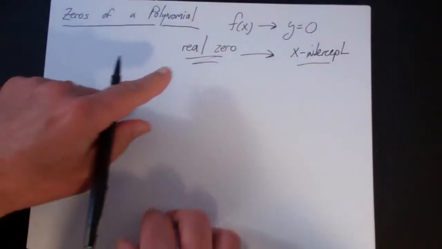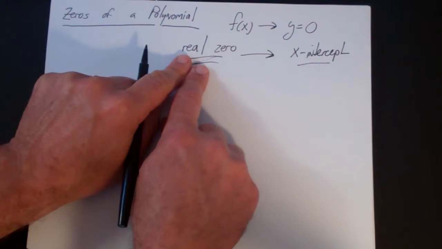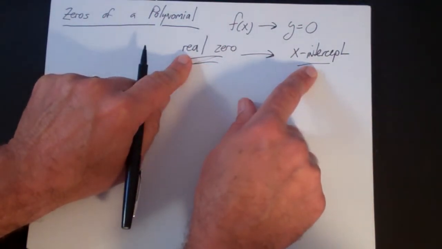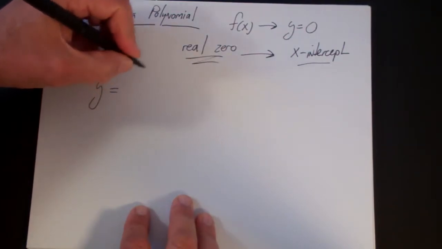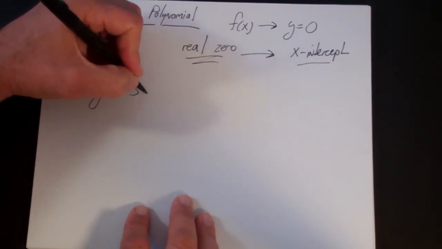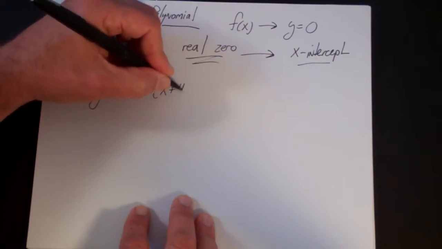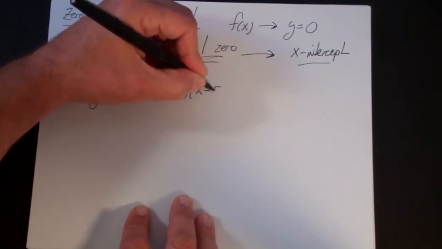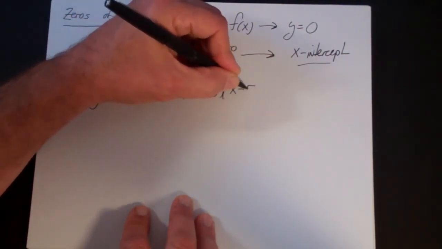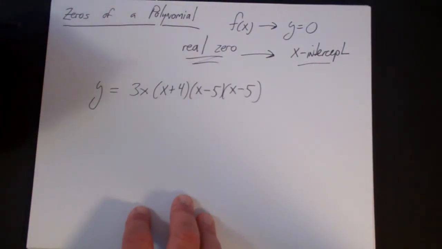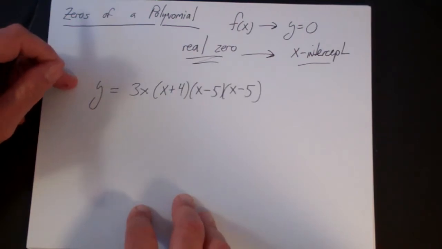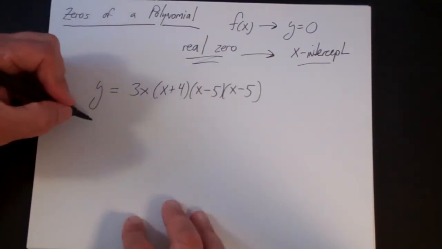Now, we will talk about complex zeros, and that's different, but anytime you're talking about a real zero, you're simply talking about an x-intercept. So as an example, if you have y is equal to 3x(x + 4)(x - 5)(x - 5), or if you wanted to say f of x, it would be the same. The zero of this polynomial is simply wherever y is 0.